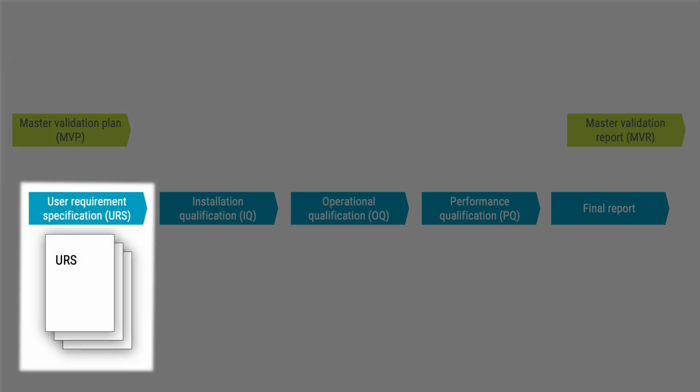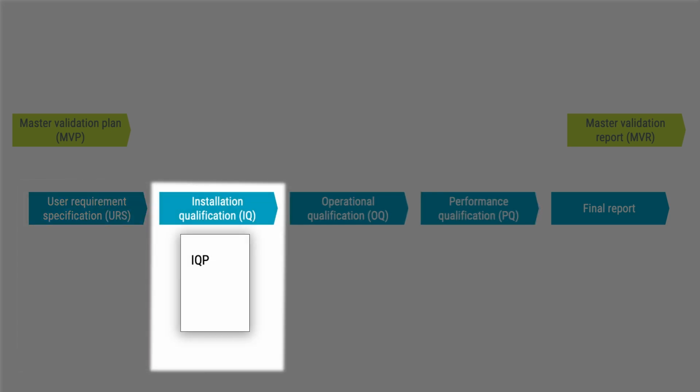Once it is decided that a piece of equipment or a process needs to be validated, document all the requirements in a user requirement specification, or short URS. In most cases, there is more than one piece of equipment that requires validation in a manufacturing process, so you're likely to establish more than one URS.